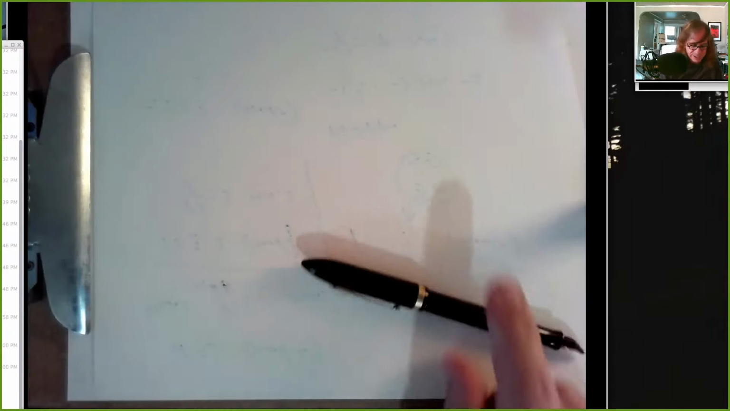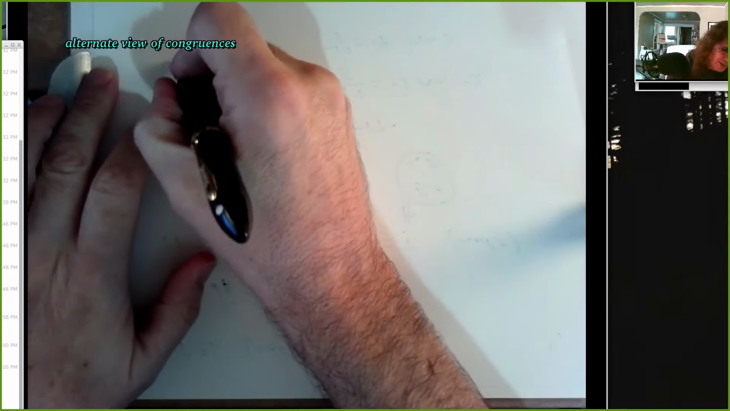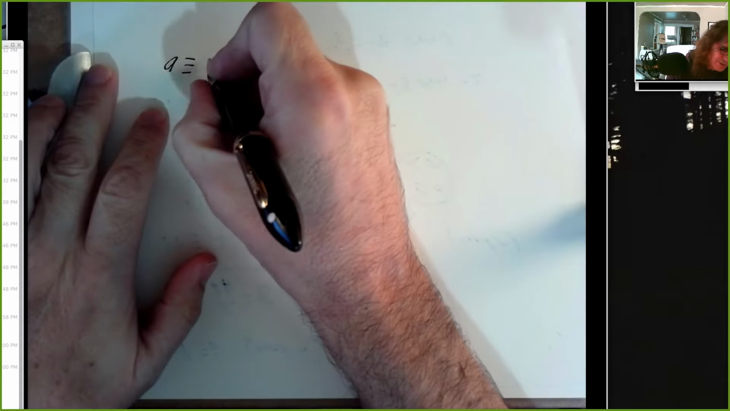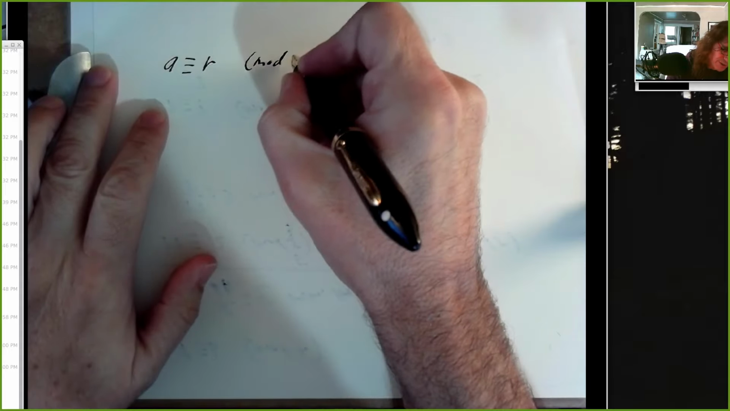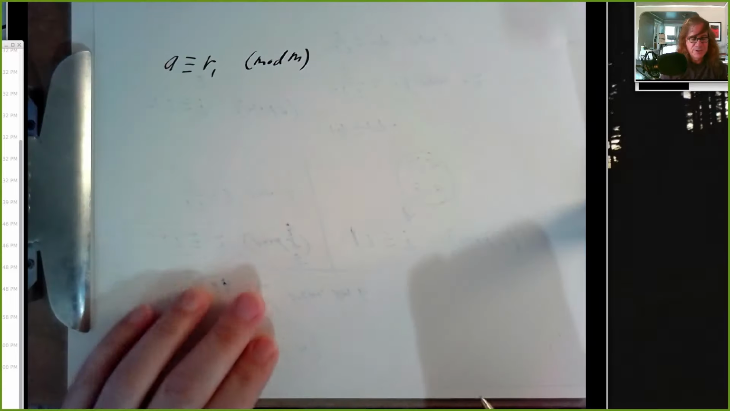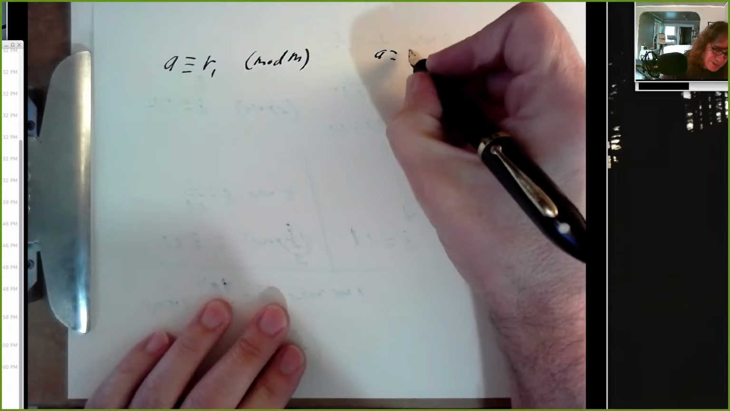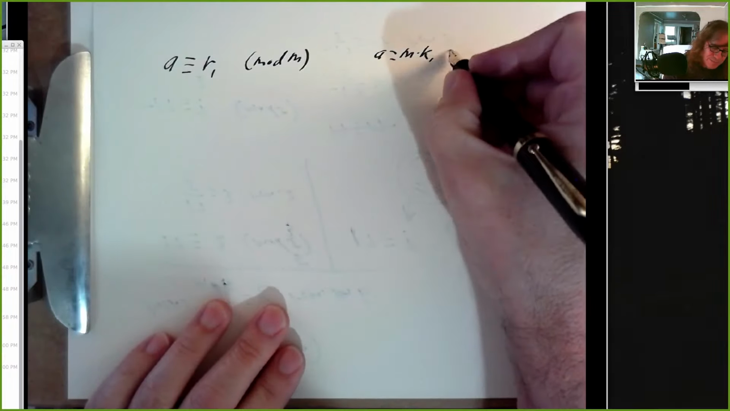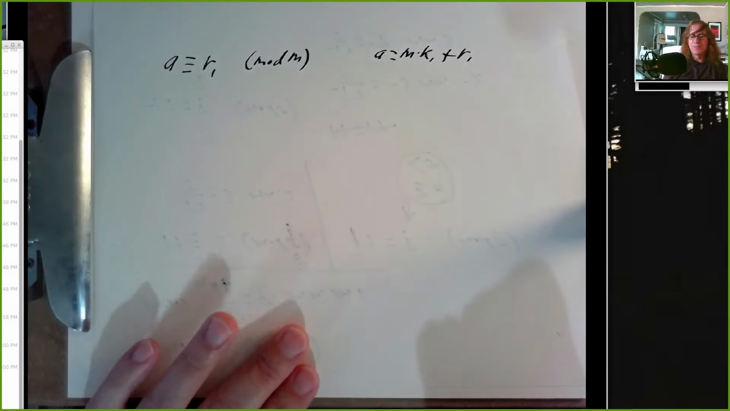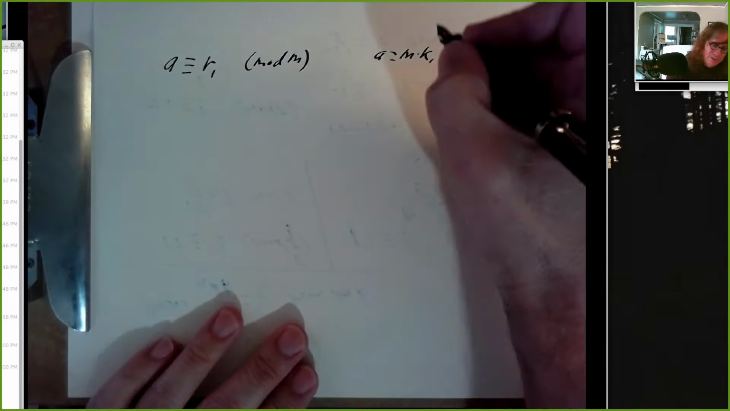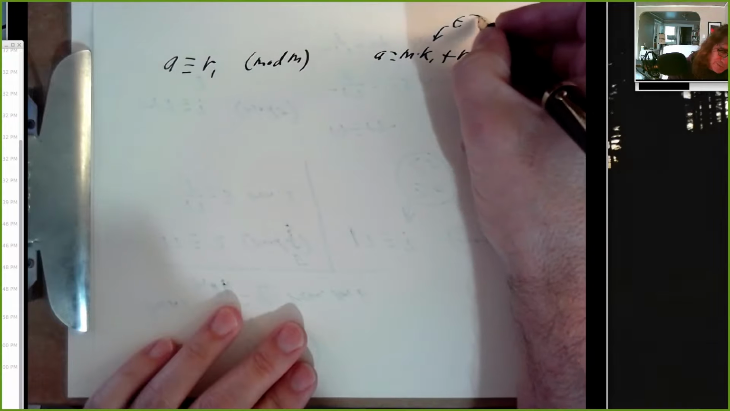But nonetheless, we can use this to build up an alternate view of congruences as follows. Suppose A is congruent to some remainder, let me call it remainder r1, modulo m. This tells us that A is equal to m times some integer k1 plus a little bit left over, r1, where k1 is an integer.